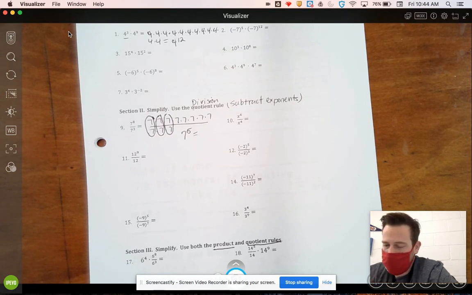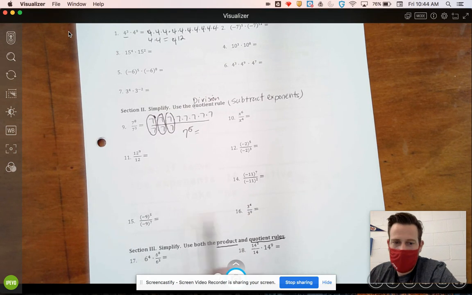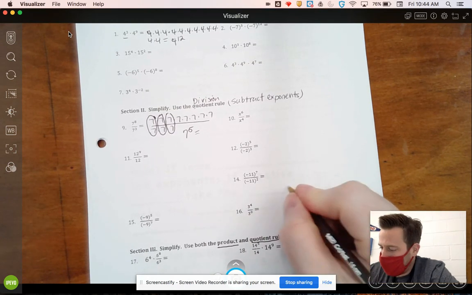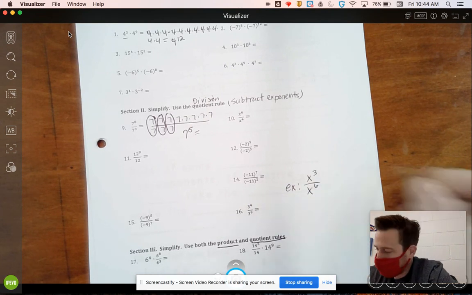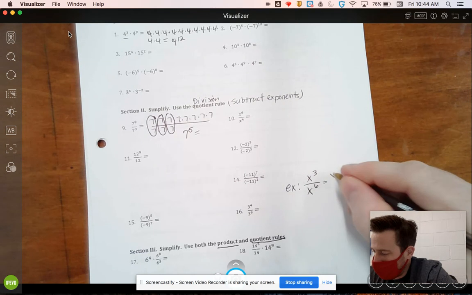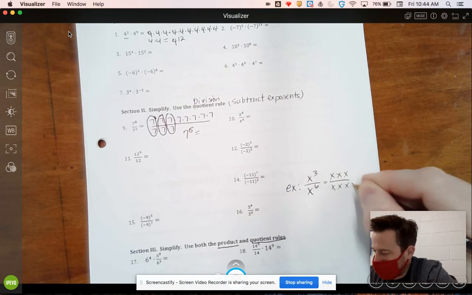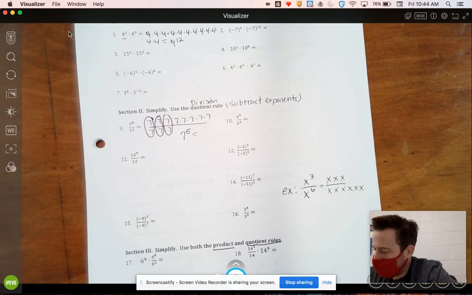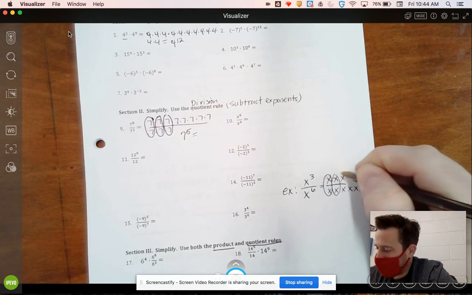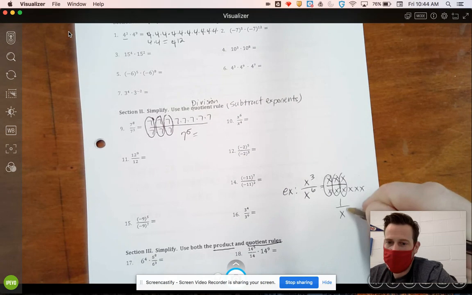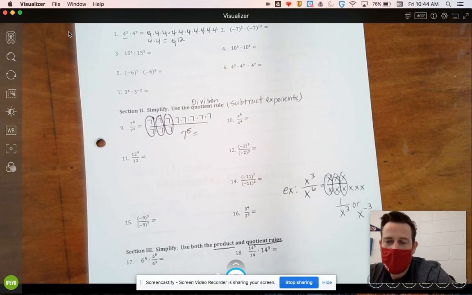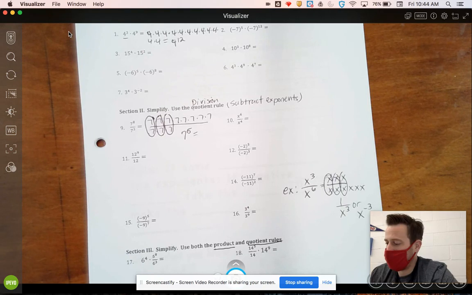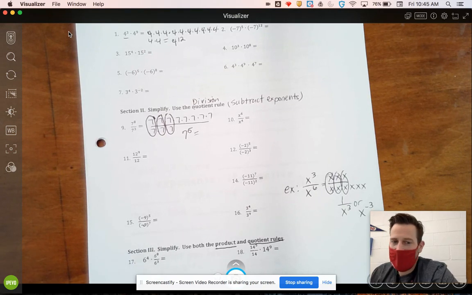So when you get a negative, remember, so here's an example. If you get one like x to the 3rd over x to the 6th, remember you got 3 x's here, and 4, 5, 6, 6 down there. And so that gives you 1 over x to the 3rd. Or you can write it as x to the negative 3rd. So you can write it as positive or negative. See if you can write both of them. So that's kind of like what will be happening here.